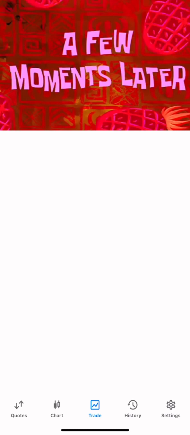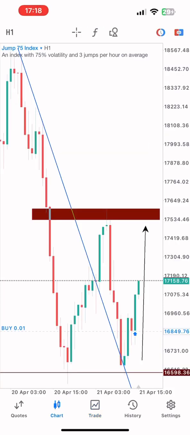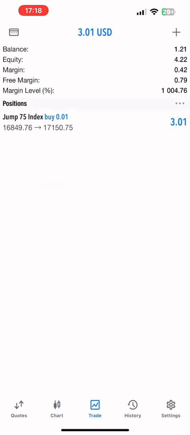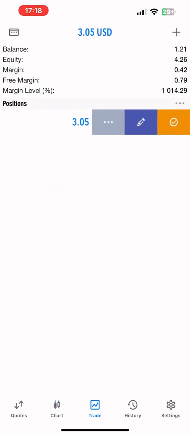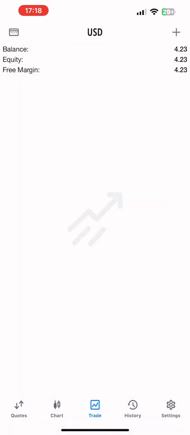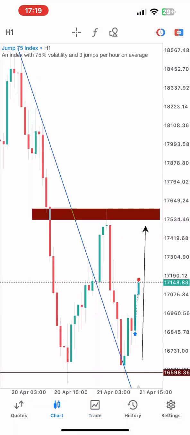A few moments later. Alright, so 56 minutes later, almost 1 hour, here are the results. Here's what happened to Jump 75. It reacted to my trend line this way. Right now I am in profit of $3, and I just closed. Right now the balance is $4.23, which is not bad.